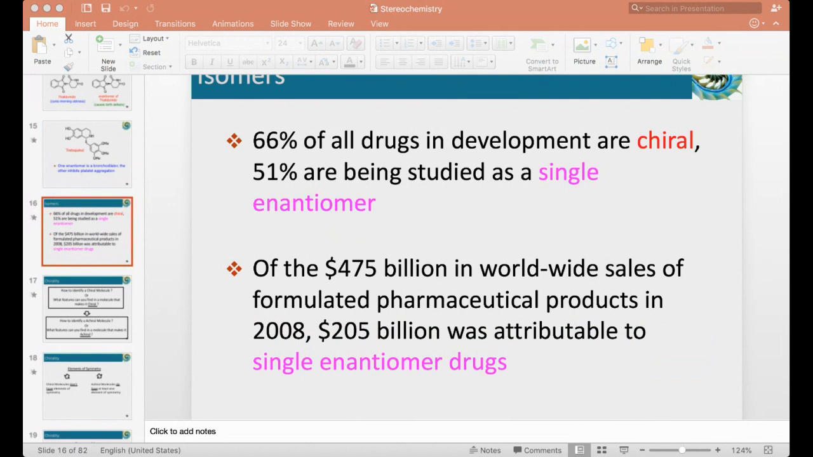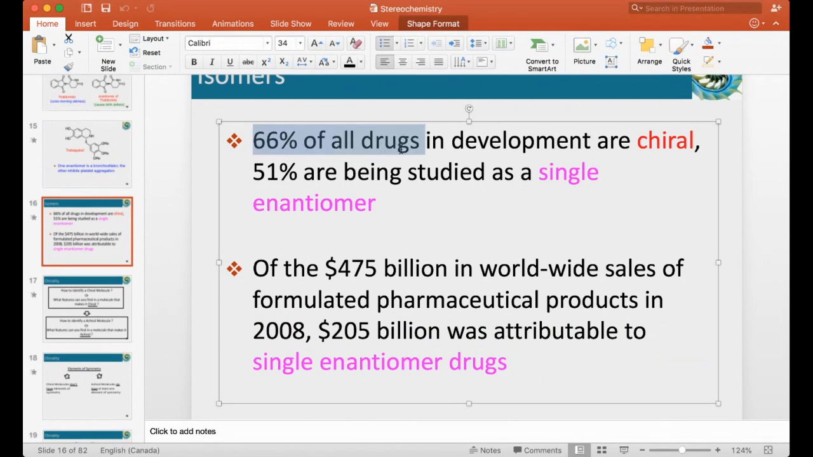No, so somebody's asking me, so diastereomers are chiral. So we will get into that. Diastereomers could be chiral or achiral. Enantiomers are always chiral. I'll show you now why. It's gonna get a lot easier now. How relevant this is: 66% of all drugs are chiral, and 51% are being studied as a single enantiomer. So any chiral molecule can potentially exist as a mix of enantiomers, and that is very important in chemistry and in biology.